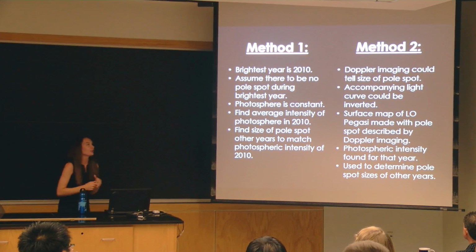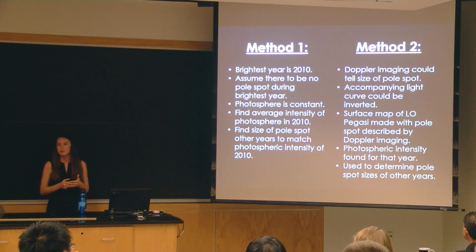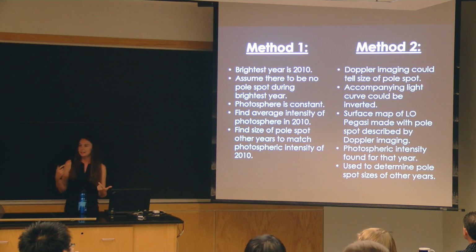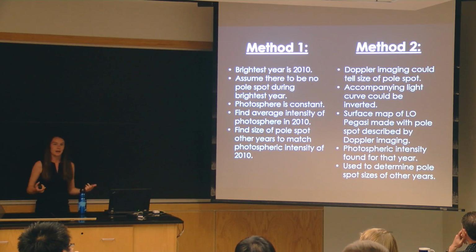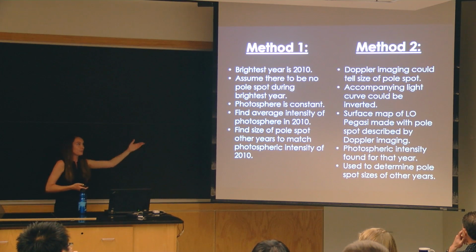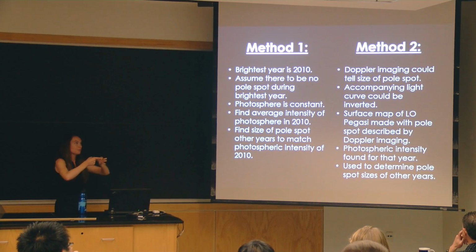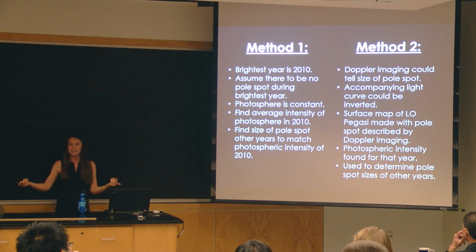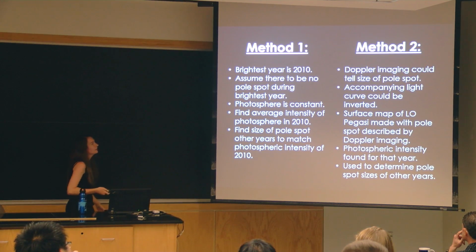And method 2, we would utilize Doppler imaging and the accompanying light curve for that year. Doppler imaging is going to tell us the size of the pole spot. We then take the light curve, we invert it, we come up with our surface maps, and then again we use the Doppler imaging to determine what size the pole spot should be. Again, we then find the photospheric intensity for that year, and we go through the process of matching the photospheric intensity to other years again.